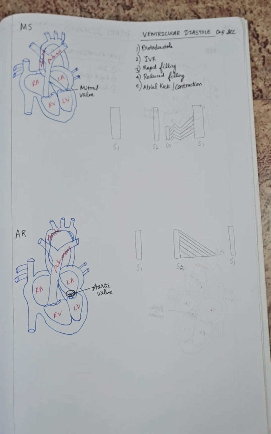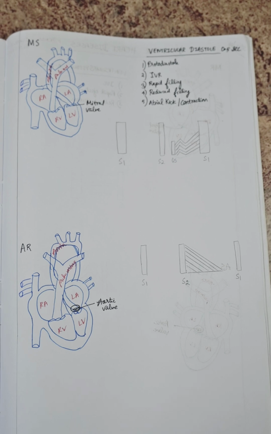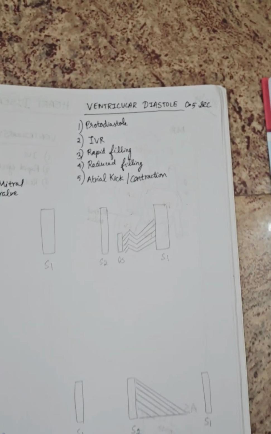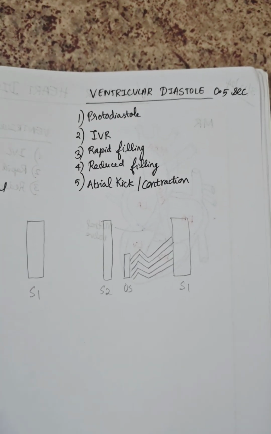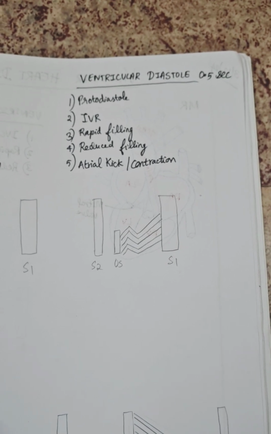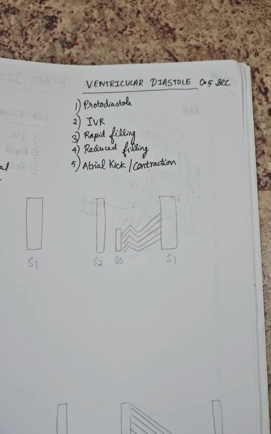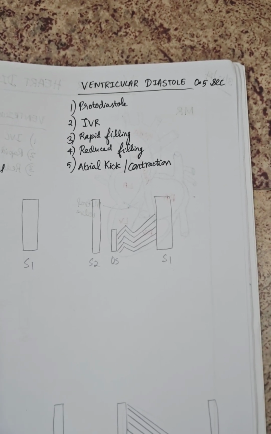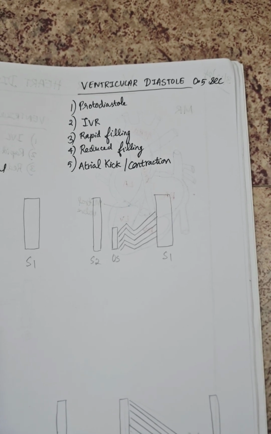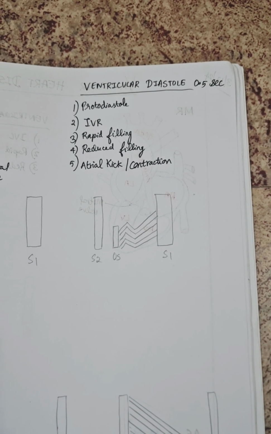Now let's try to understand the various phases of ventricular diastole and the two valvular heart diseases associated with diastolic murmurs, mitral stenosis and aortic regurgitation. Now coming to ventricular diastole, first let's understand what diastole means. Diastole means relaxation. Ventricular diastole means relaxation of the ventricle. During systole, the ventricle will eject out blood, and during diastole, it will receive blood.